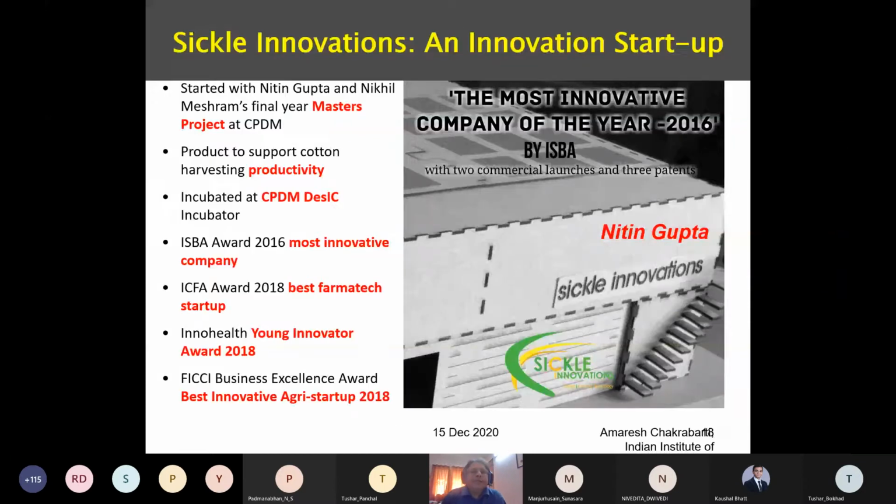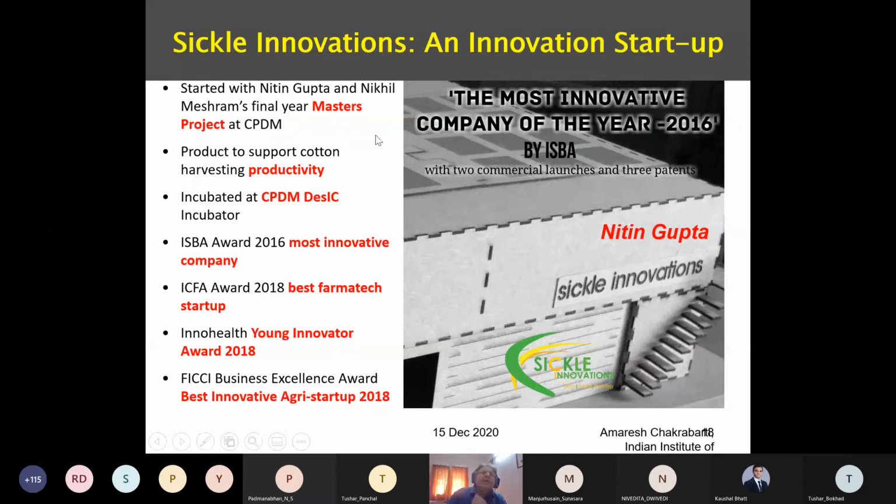This is the fourth example. This is Sickle Innovations. It's an innovation startup in the area of agri-tech, and I think you can Google Sickle Innovations and you will see that they are identified as the best agri-tech, farm tech startup by FICCI and the government Department of Agriculture and so on, Ministry of Agriculture and so on.